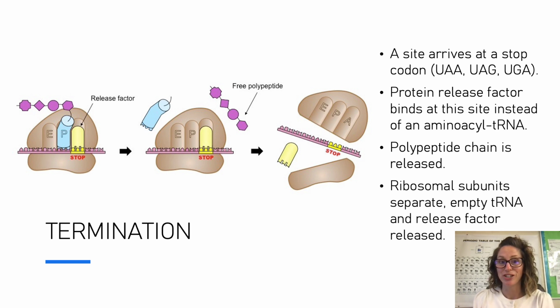Lastly, we have termination. So the A site arrives at a stop codon eventually. So UAA, UAG, UGA. So a protein release factor binds there instead of a tRNA. The polypeptide chain is then released. The ribosomal subunits separate. The empty tRNA is released, and the release factors are also released. So it's just an immediate dissociation of everything. And then everything will go on and start something new.